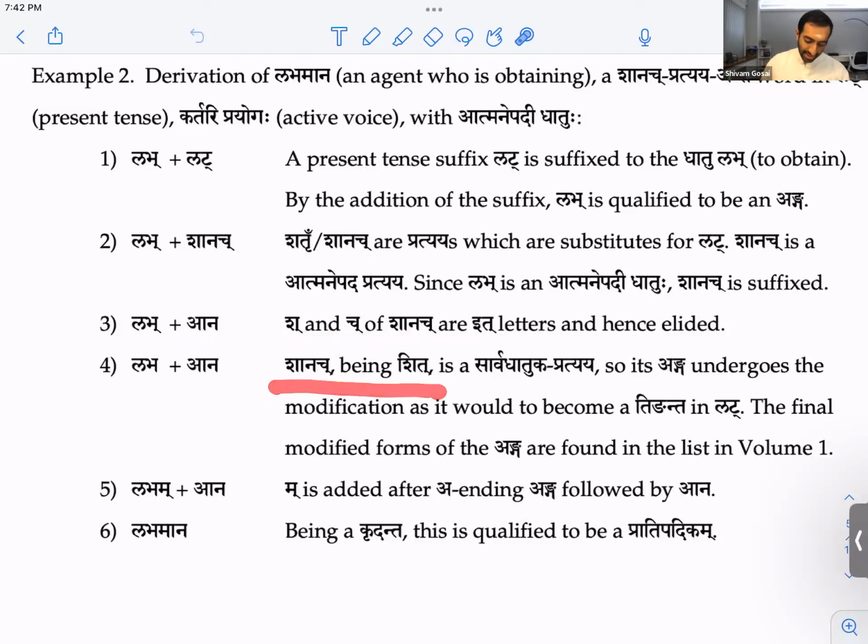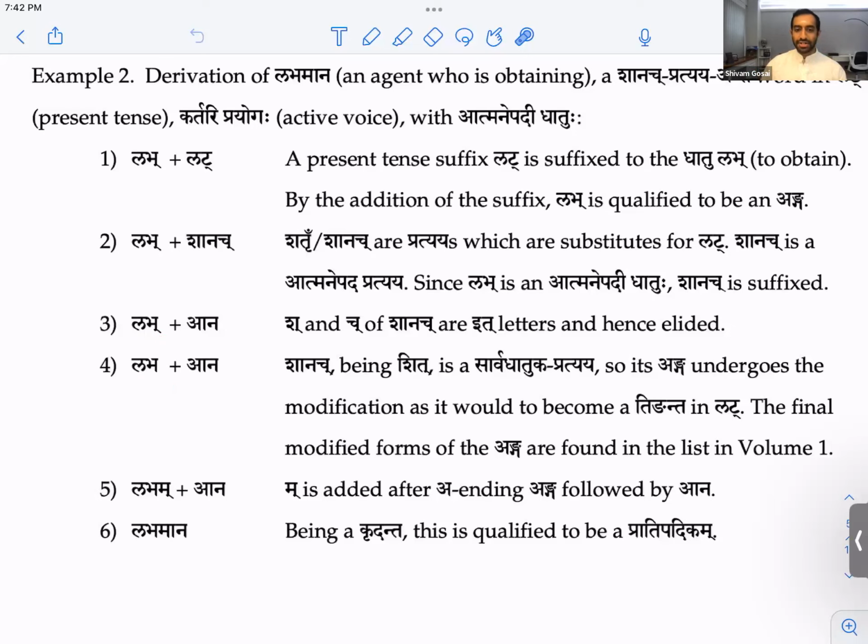Śānac being shit, as I said, the anga undergoes the modification as it would become a tingantam. So what that means is when we were making lat lakara verbs, we often added a at the end. We add a at the end. So that's the difference that happens there. You get a, it's called shap. So you add a there.